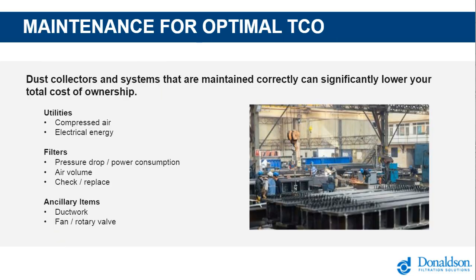So maintenance for optimal total cost of ownership. Lower your total cost of ownership, and it's really important here that we have obviously utilities connected to the collector, both compressed air and electrical energy. On the compressed air side, making sure that the settings are correct, and then use where appropriate the clean on demand settings on the system. That will drastically reduce the compressed air consumption.